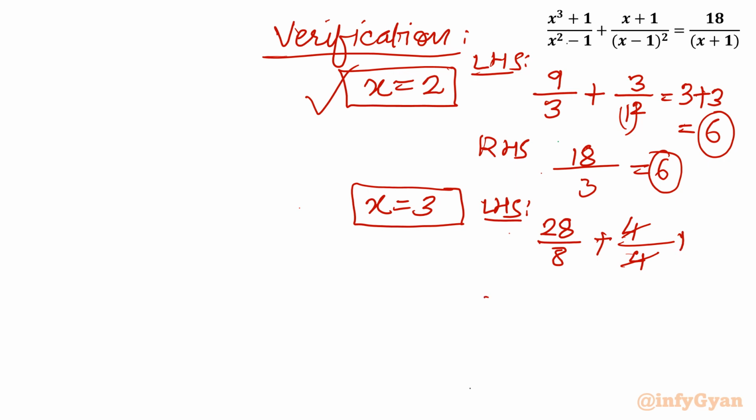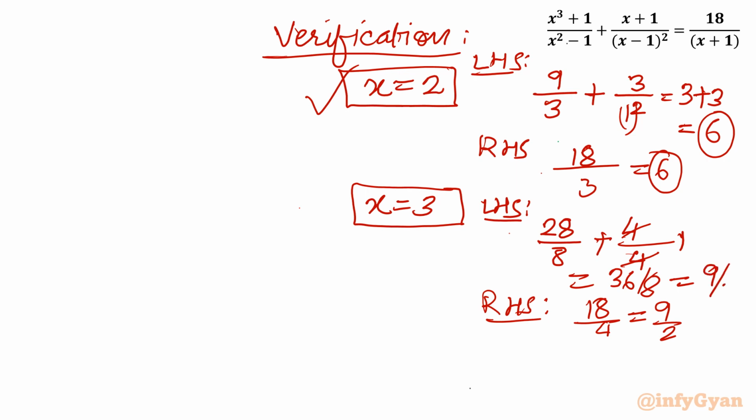RHS is 18 over 4. So I can write 9 over 2. Your LHS needs to be simplified. 28 plus 8, 36 over 8. So if I cancel with 4, 4 9s are 36, 4 2s are 8. So both values are matching.